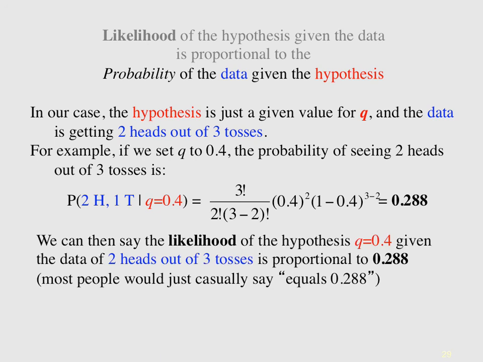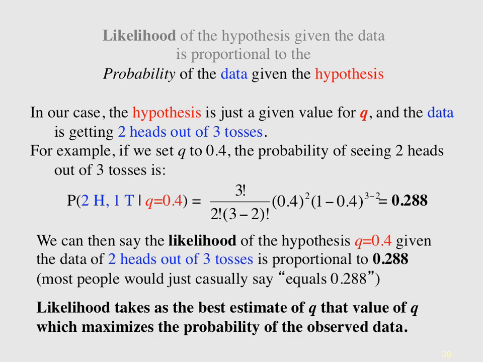So what do we say? We say the likelihood of the hypothesis Q = 0.4, given our data of two heads in three tosses, is proportional to 0.288. Or if you're sloppy like most of us, you can say equal to 0.288. All right, cool. So here's the key thing. The actual method is called maximum likelihood. We're trying to maximize this probability. So the best estimate of Q is the Q that makes the data most probable. What does that mean, sort of in everyday speech?